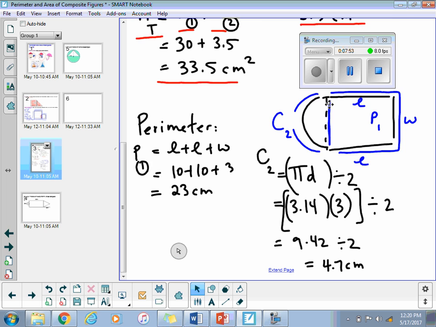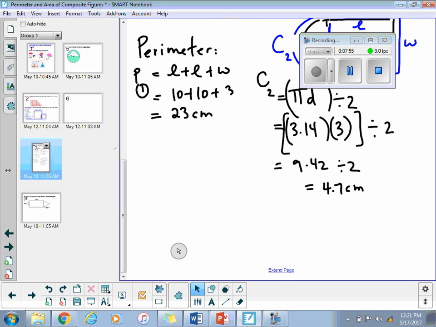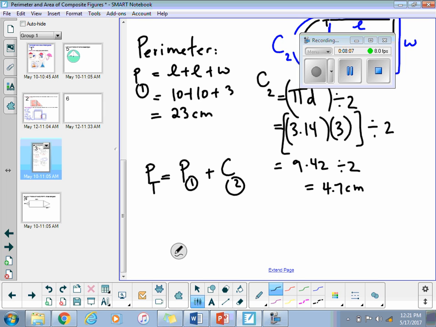So what is going to be our next step in calculating the total perimeter? So we're going to have to add the P1 plus the C2, okay, and that means 23 plus 4.7, so 27.7 centimeters.